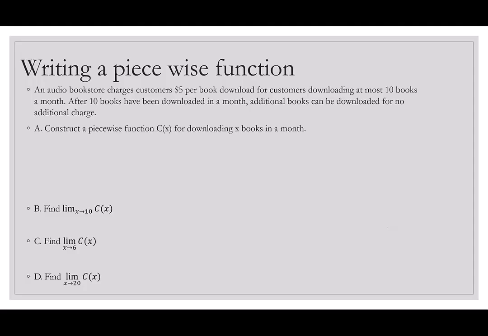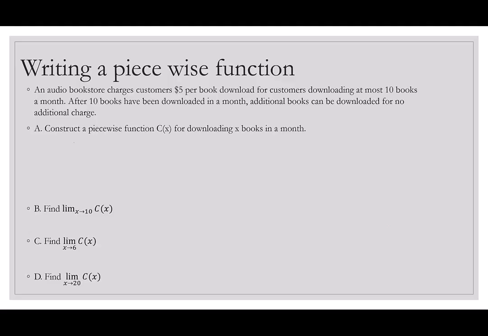So let's try writing a piecewise function, and then we'll look at the limit. So this one I totally made up. I was trying to simplify it a little because this is still new. So I said an audio bookstore charges customers $5 per book download for customers downloading at most 10 books a month. After 10 books have been downloaded in a month, additional books can be downloaded for no additional cost. Construct a piecewise function, c of x, for downloading x books in a month. Then we'll find the limit as x goes to 10, the limit when x goes to 6, and the limit when x goes to 20.